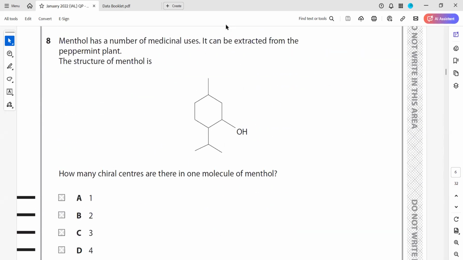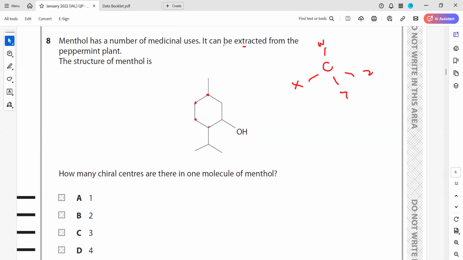Then menthol has a number of medical uses. It can be extracted from the peppermint plant. The structure is shown. How many chiral centers are there in one molecule? For this to be a chiral center, 4 different groups should be attached to a carbon. This is not a chiral center, so 1, 2. This cannot be a chiral center. This cannot be a chiral center. This cannot be a chiral center.